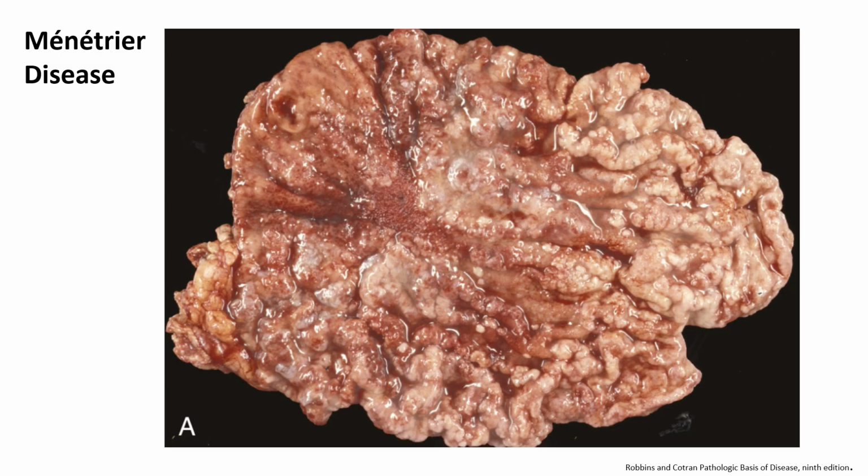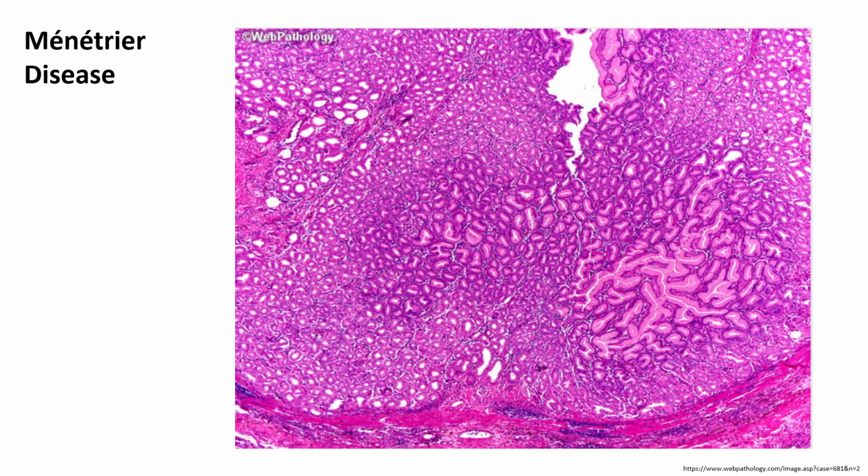In this picture, we can see there is marked hypertrophy of the rugal folds. In this picture, we can see that there is hyperplasia of the foveolar mucus cells. The thickness of the epithelial layer is increased. The glands are elongated. Also, there is parietal cell atrophy.